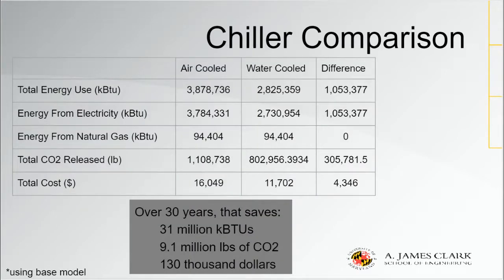To compare the two chiller systems, we sent a model of both of them through our model of the building. The results are posted here. Though they use the same amount of natural gas, the water-cooled chiller is the obvious winner because it uses much less electric energy, leading to about $4,000 saved per year. Over a 30-year lifespan, which is the recommended one that we were given by our experts, that saves 31 million kBTUs, 9.1 million pounds of CO2, and $130,000.